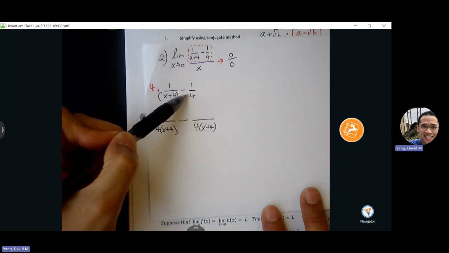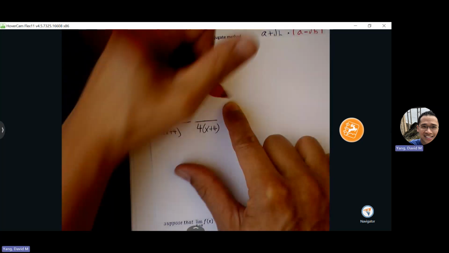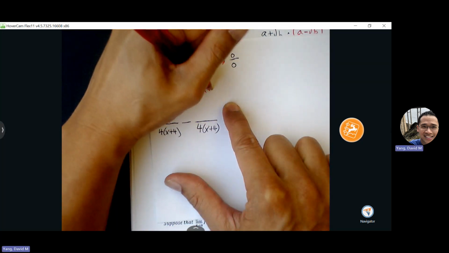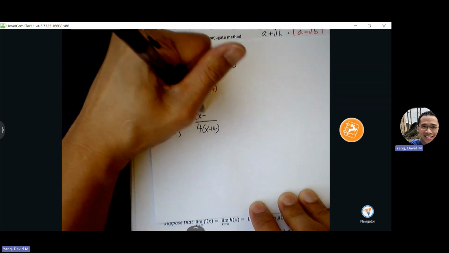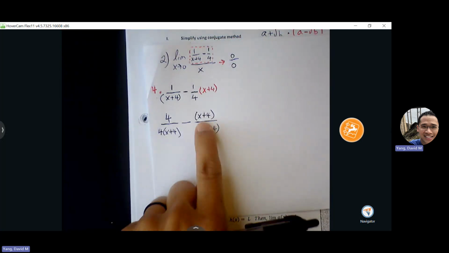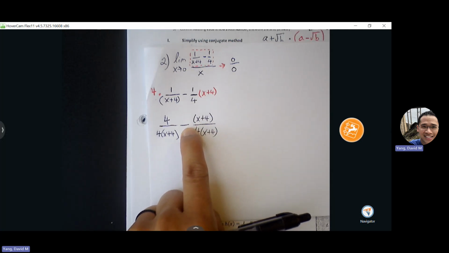What's different between this denominator and this denominator? X plus 4. So I need to balance the numerator by an x plus 4. 1 times x plus 4 is just x plus 4. We do need to protect it with a set of parentheses. Otherwise, we may forget to distribute that negative through.